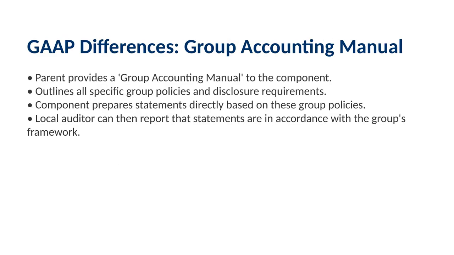Alternatively, the group can provide a group accounting manual. This manual outlines all the policies and disclosure requirements the parent wants. The component then prepares its financial statements directly based on these group policies. This makes life much easier because the local component auditor can then audit and issue a report specifically stating that the statements are in accordance with the group's accounting policies.